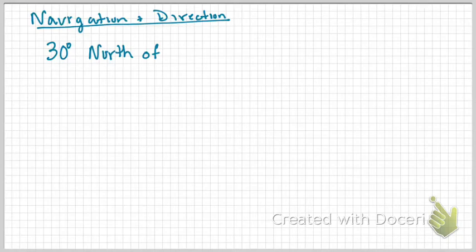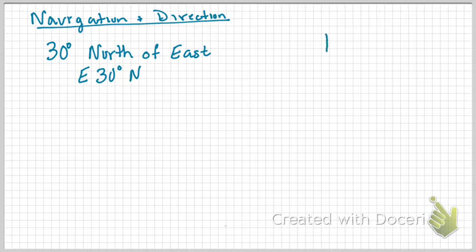So a plane is flying 30 degrees north of east. It could be written like that. But I want you to know that this is the same thing, and the east comes first. You've probably seen something written like this: east 30 degrees north. These two statements mean the same thing. 30 degrees north of east, or east 30 degrees north. It seems weird that they're written a little backwards, but hopefully you'll understand what it means.